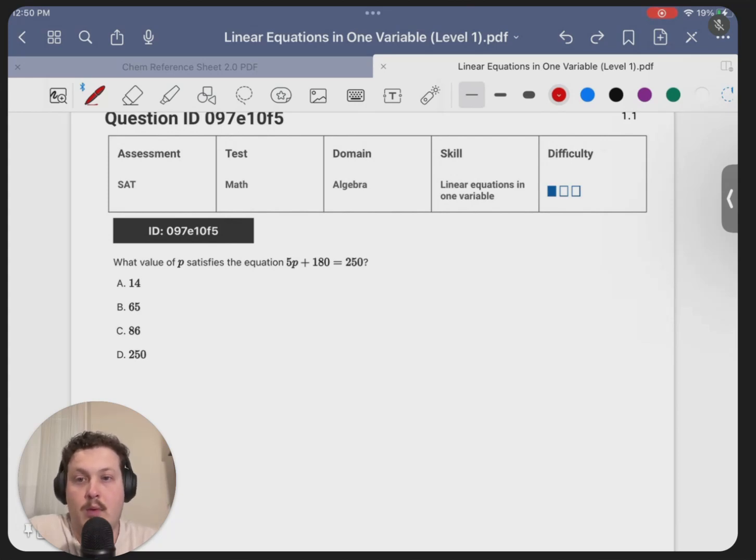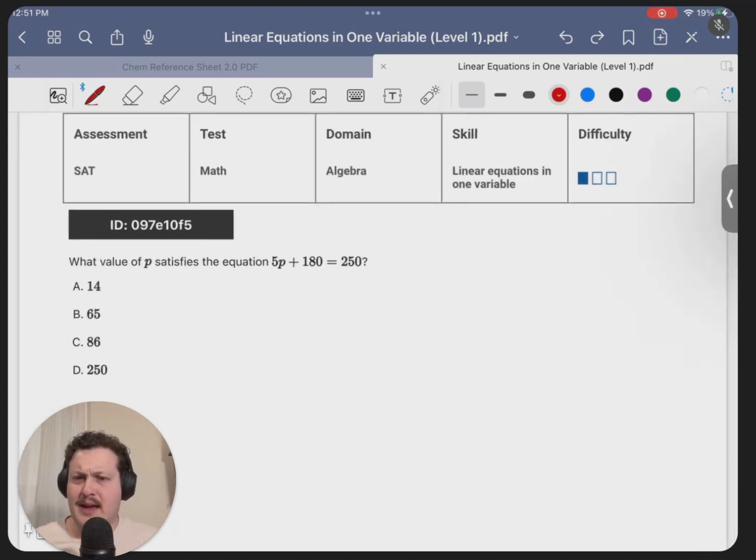Question number 1. What value of p satisfies the equation 5p plus 180 equals 250? Now, this question I can do on my calculator very quickly. I'm sure you can do it on Desmos very quickly, but I guess I'm old-fashioned in the way that I'm just going to do it by hand real quick.